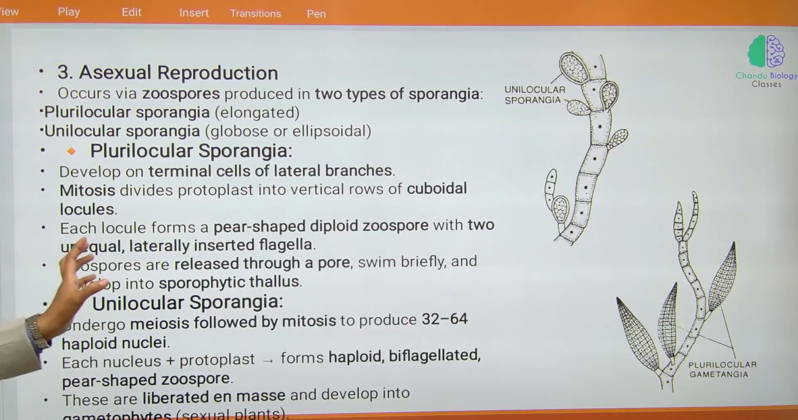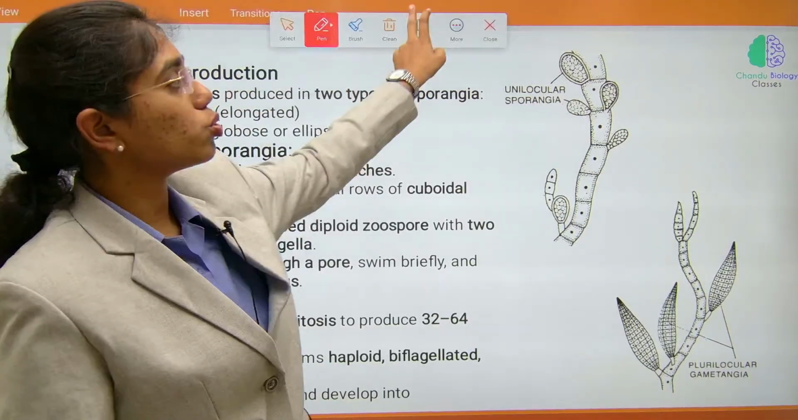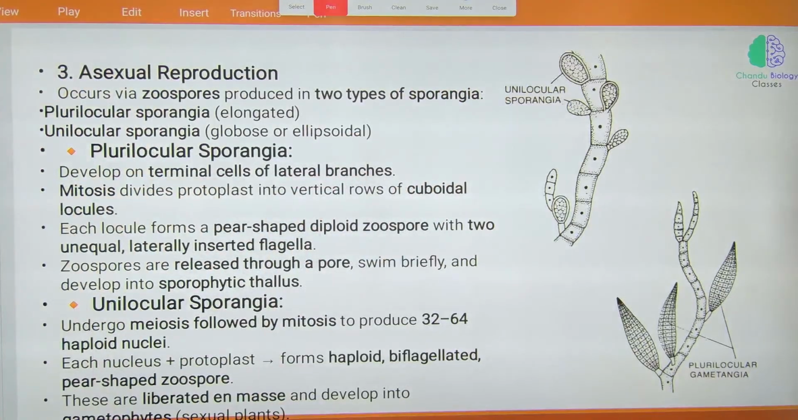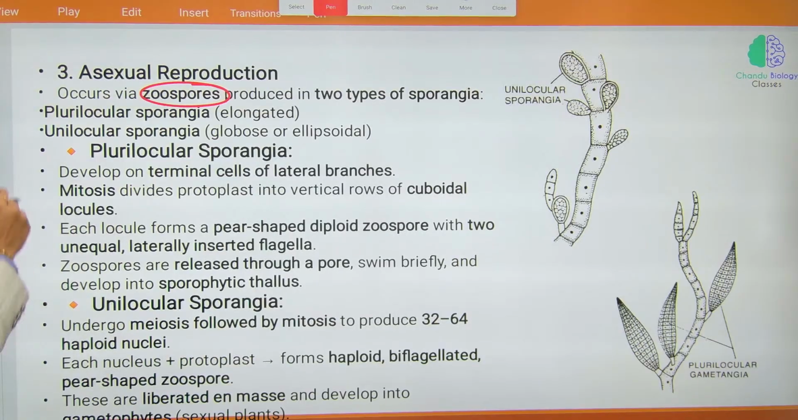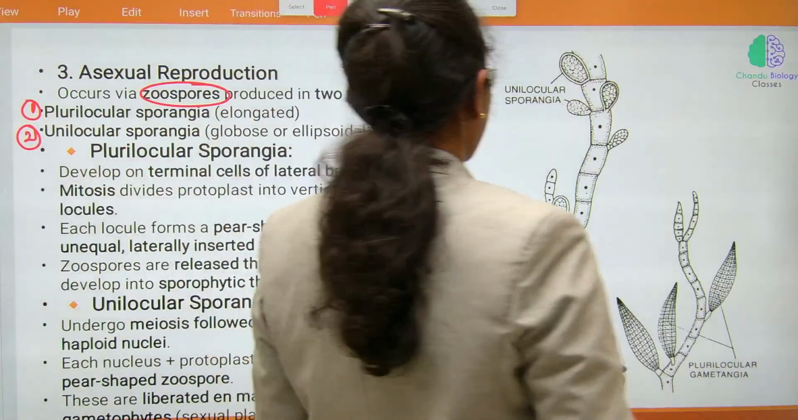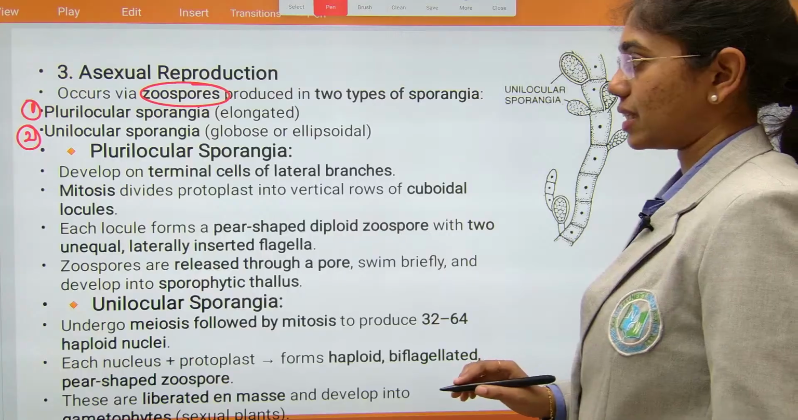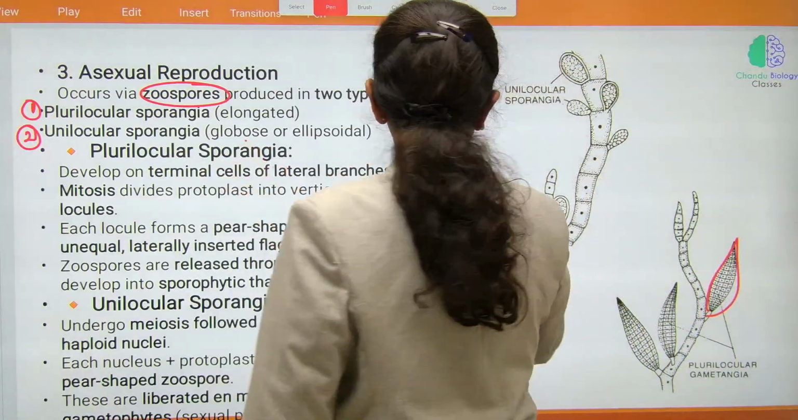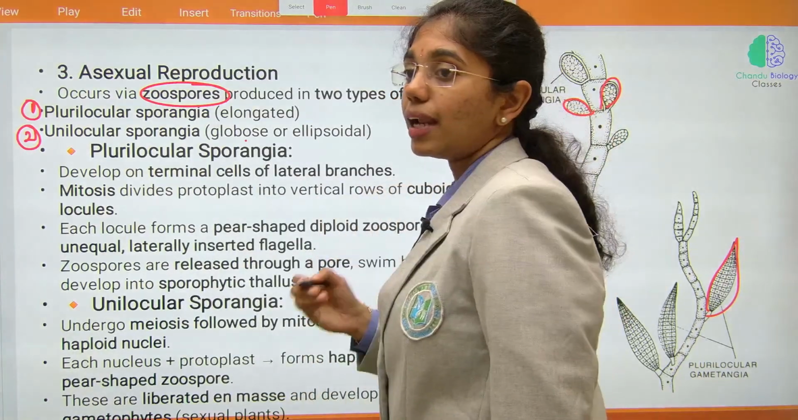Zoospores, where are they formed? They are formed in sporangia. We have to look at the sporangia. There are two types: plurilocular and unilocular sporangia. Plurilocular sporangia are elongated; here you can see these elongated cells. Unilocular sporangia are globose or ellipsoid in shape.